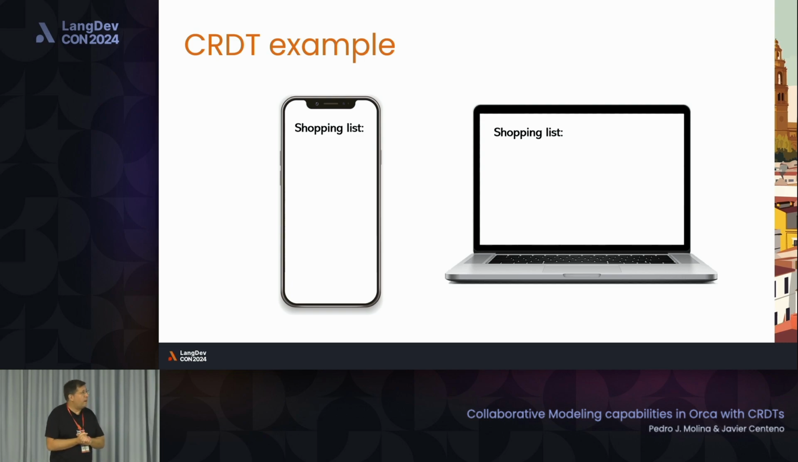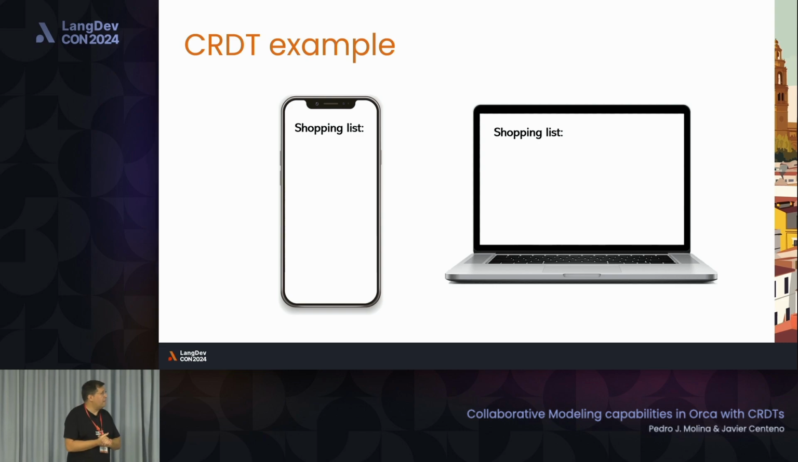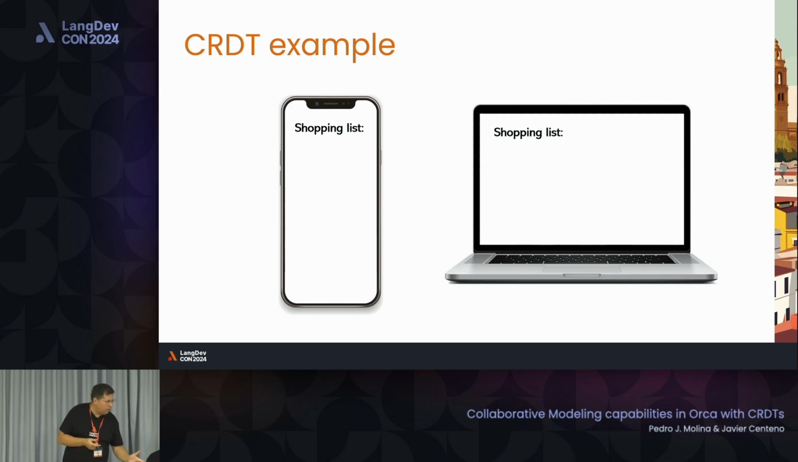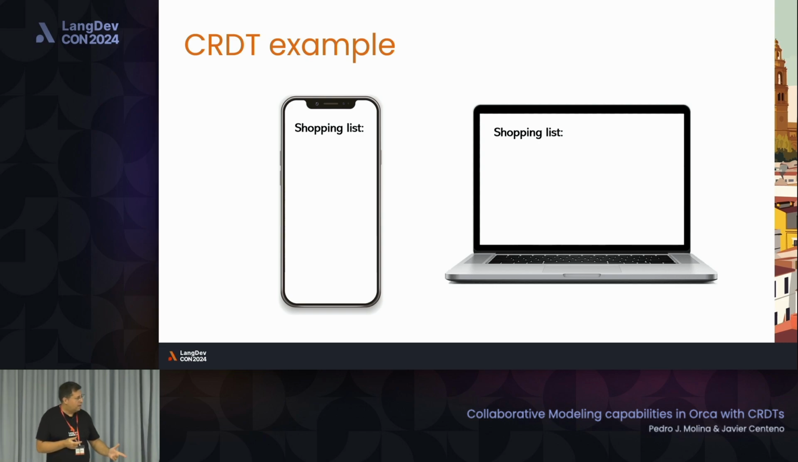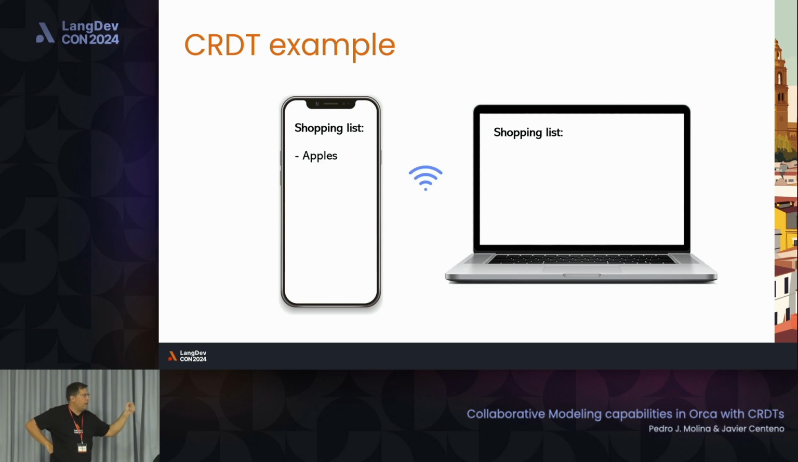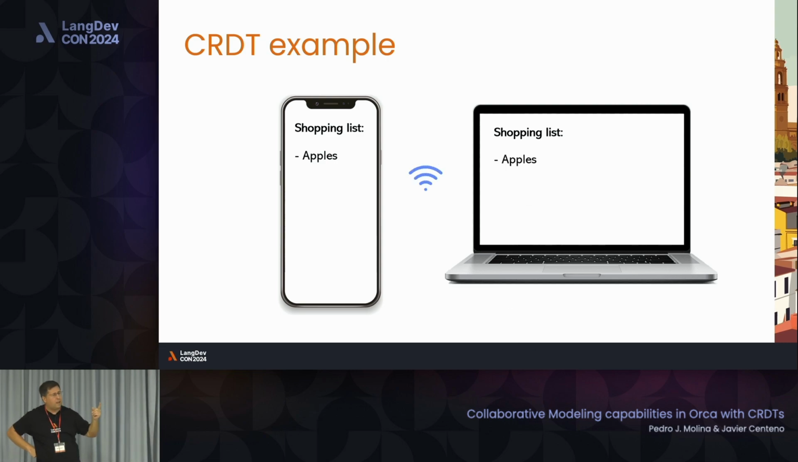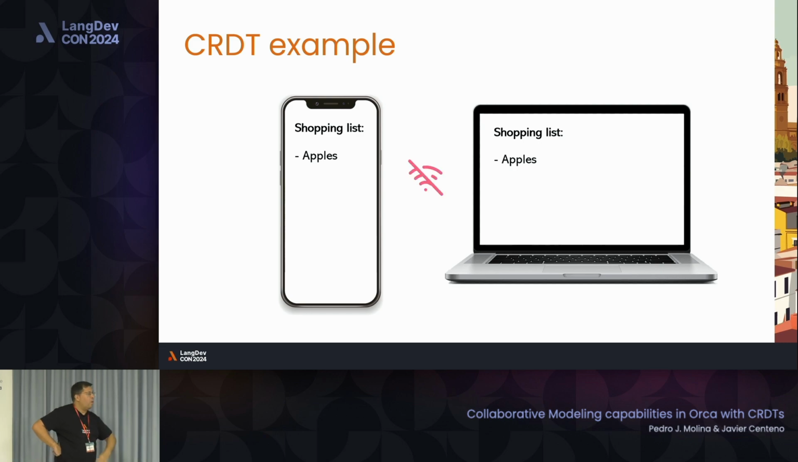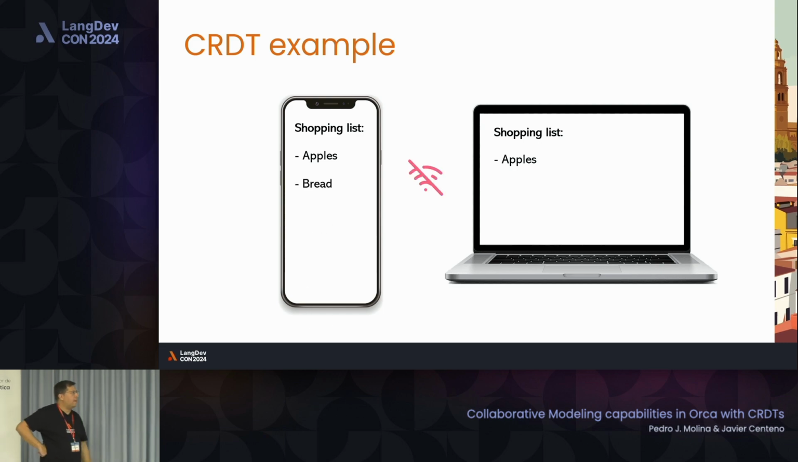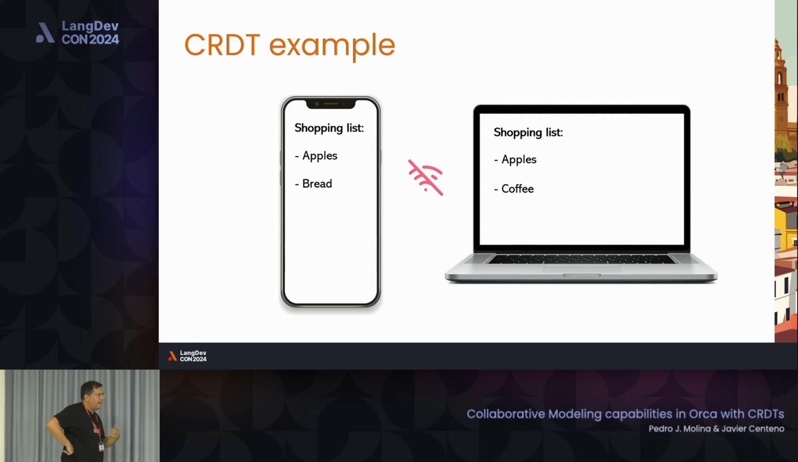So here we have a very simple example, and this was the application from Apple, right? That already works there. Yeah, I know the Notes application on some devices, we are used to this, right? So the idea here is that, okay, we put apples to buy apples. If we have connectivity, it will synchronize to the laptop. Keep going, please. Now we lose the connectivity, we add bread, we add coffee, and keep going.